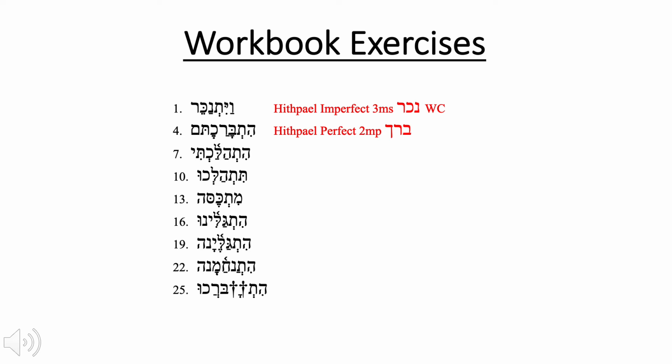Number 4 is also a Hithpael. You can see the hit at the beginning. This is not a Hithpael imperfect though, but a Hithpael perfect. It is a 2MP because of the tav mem at the end of the verb. How about number 7?